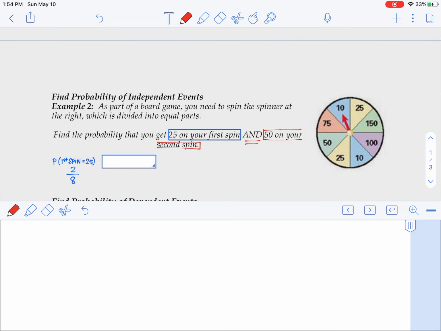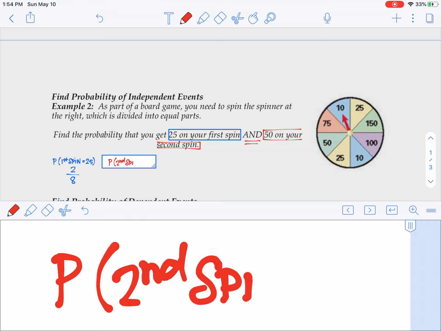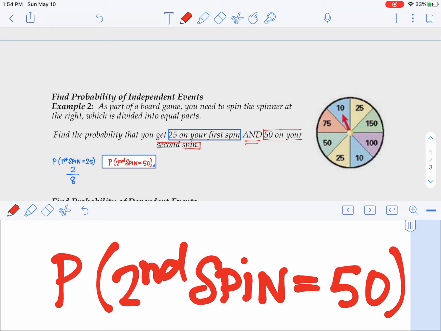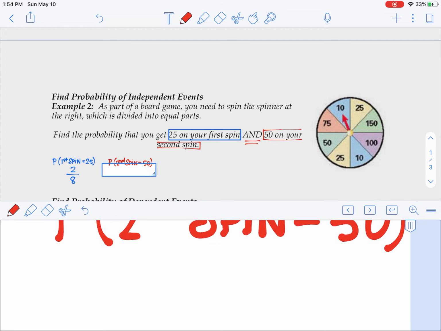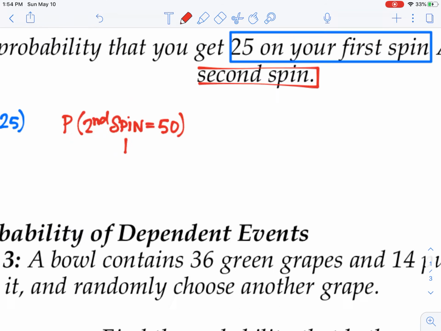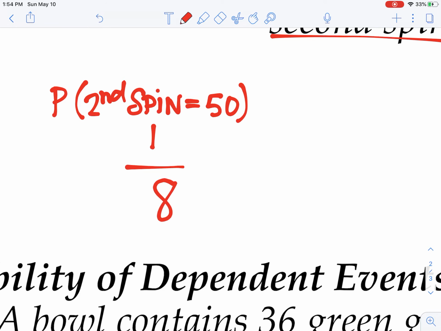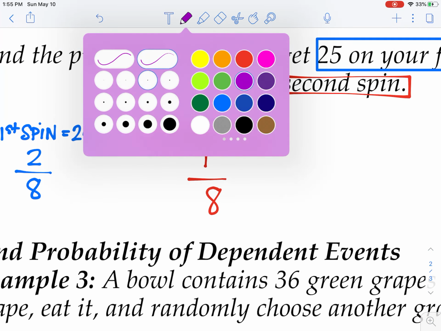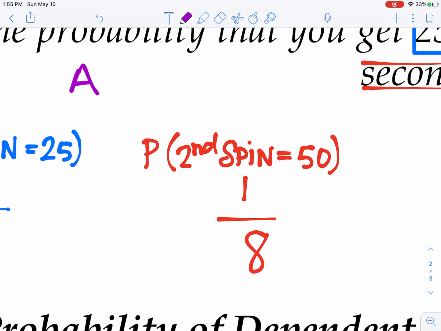All right, then the probability of our next event. So now we want to know the probability that our second spin equals 50. So if you look on your spinner, only one of the spots has a 50, out of 8. Since this problem had an and, we know that we want to multiply these two things together.